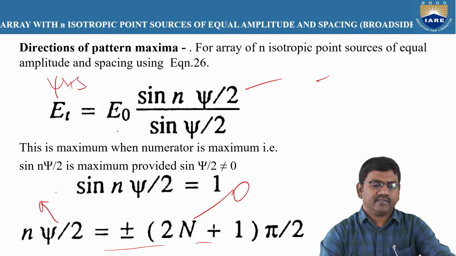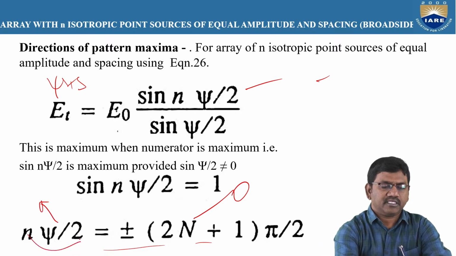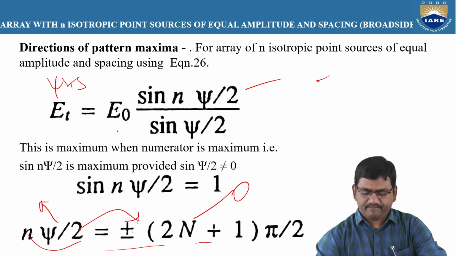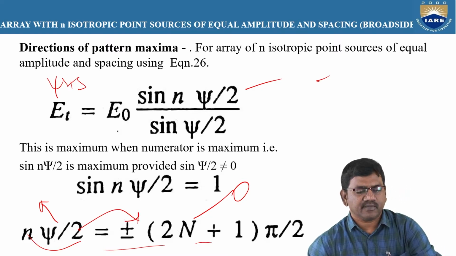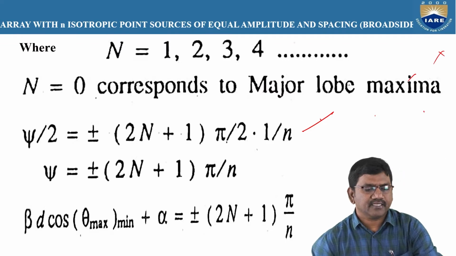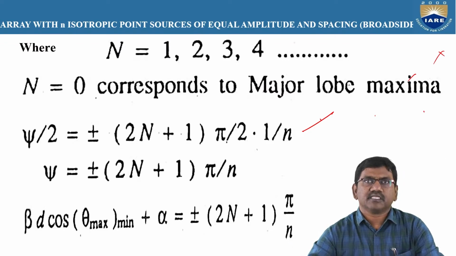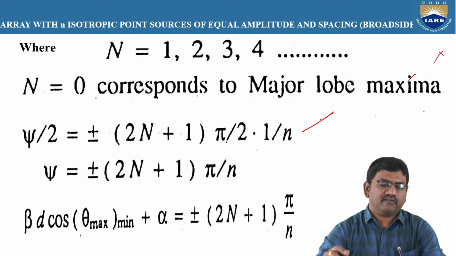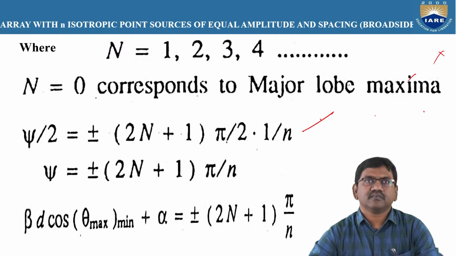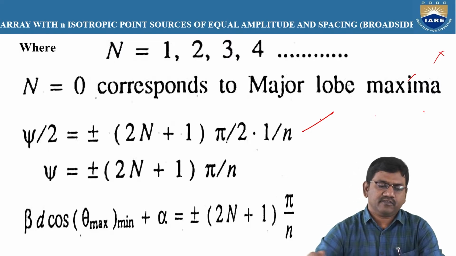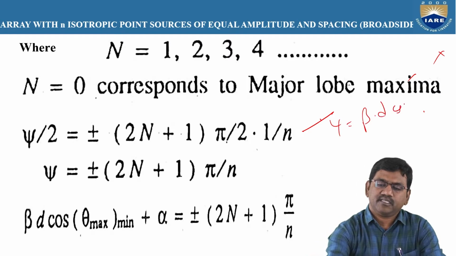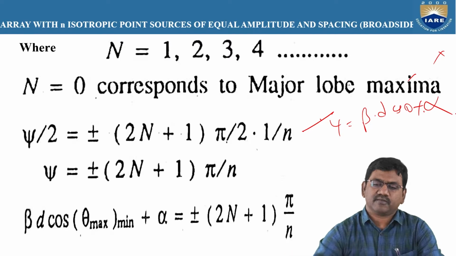Take this psi as common and take n by 2 to the RHS. With further mathematical simplification, you will get psi is equal to plus or minus (2n plus 1) into pi by n. And we know that psi is equal to beta d cos theta max plus alpha, which is equal to plus or minus (2n plus 1) into pi by n. So psi is equal to beta d cos theta plus alpha.